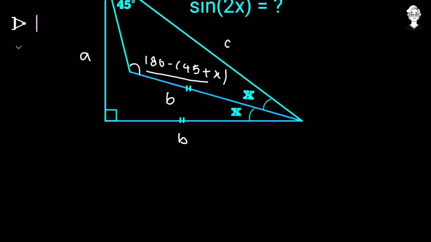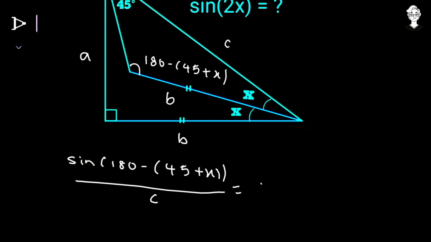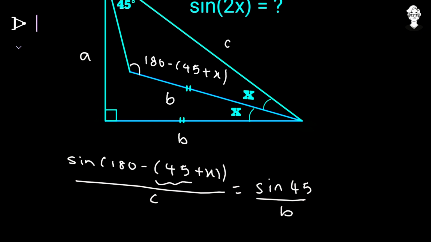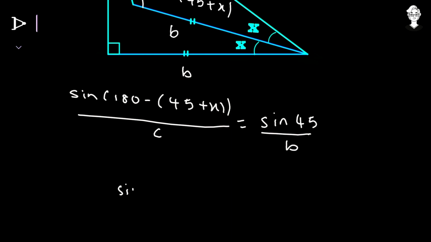So now starting with this particular angle, that is 180 minus (45 plus x). So sine of 180 minus (45 plus x) upon its opposite side, that is equal to c. And this ratio is equal to sine of 45 upon its opposite side, that is equal to b. So now we can apply a nice trigonometric identity to this particular thing, sine of 180 minus (45 plus x). The identity is sine of (180 minus a) is equal to sine a. So here we have sine of 180 minus this complete angle, so it will turn out to be sine of that angle. So after applying the identity, we are left with sine of (45 plus x) upon c, and this is equal to sine of 45 upon b.